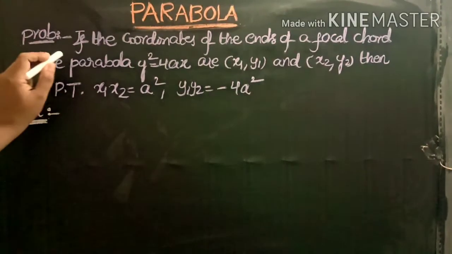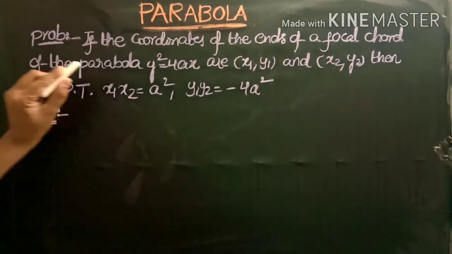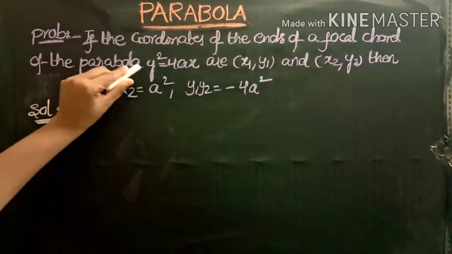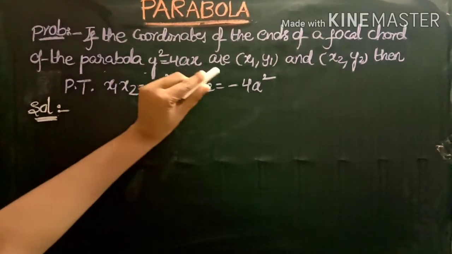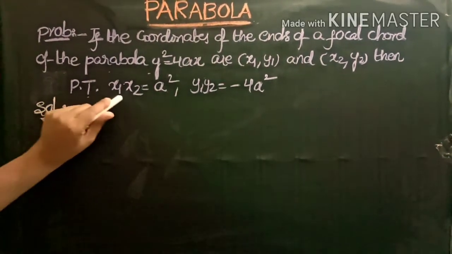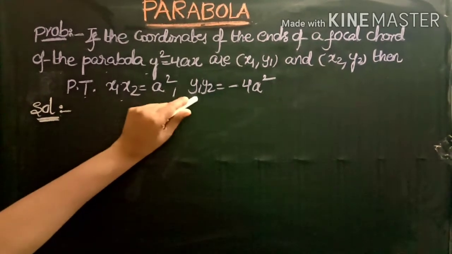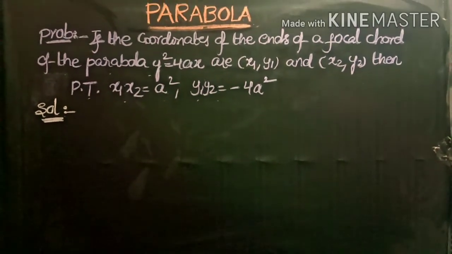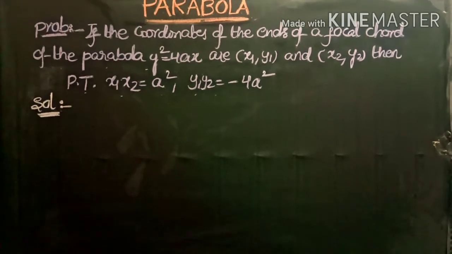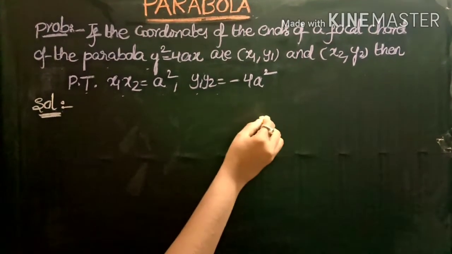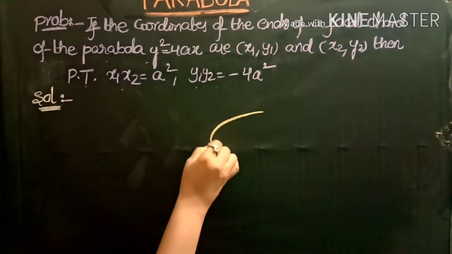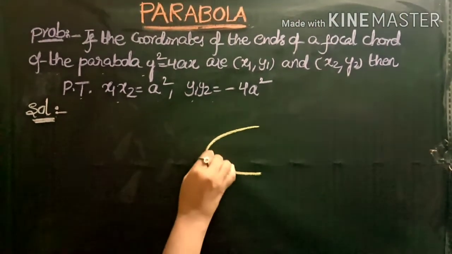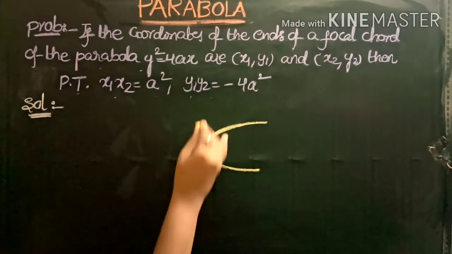Next problem. If the coordinates of the ends of a focal chord of the parabola y square is equal to 4ax are x1, y1 and x2, y2, then prove that x1 into x2 is equal to a square and y1 into y2 is equal to minus 4a square. So given that the coordinates of the ends of a focal chord of the parabola y square is equal to 4ax.